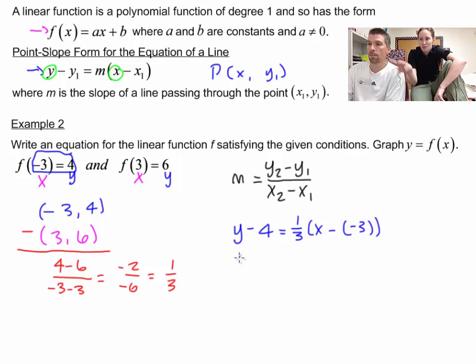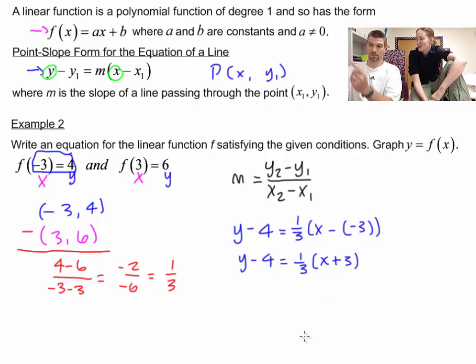Now, the minuses next to each other there, you might notice you do that thing that you learned a long time ago. That becomes +3. So there you go. That is the equation for the slope of this line.